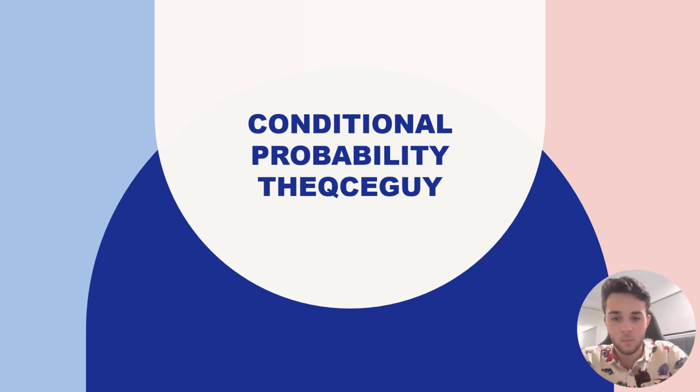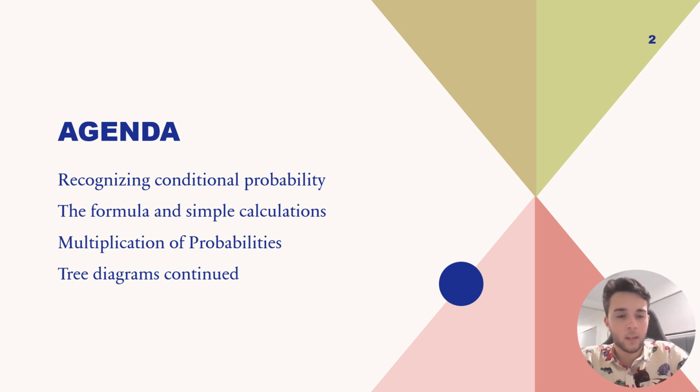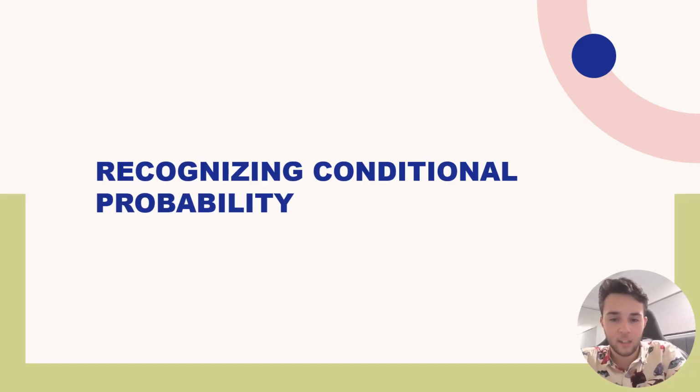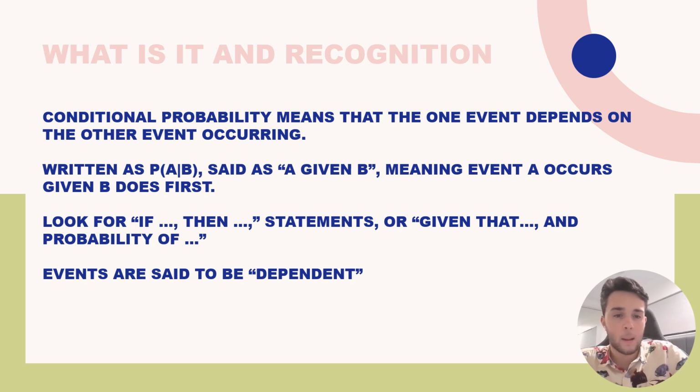Let's get rolling. So we have recognizing conditional probability, the formula and simple calculations for it, multiplication probabilities, and tree diagrams continued. So recognizing conditional probability: conditional probability means that one event will depend on the other event occurring.